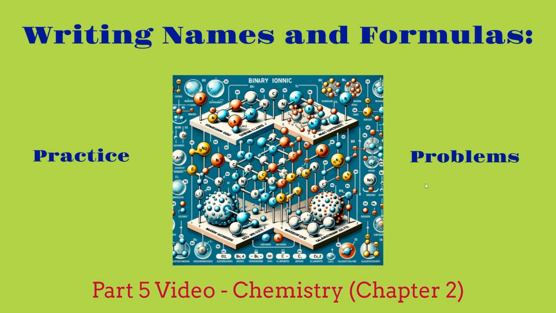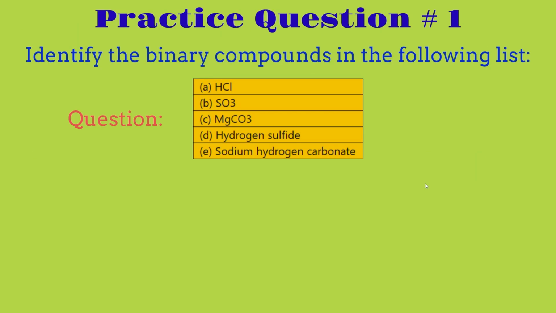In this video, we're going to be going over practice problems for writing names and formulas. So this is our part 5 video inside of chemistry, chapter 2. We're doing this video just as a quick summary of what we've done so far inside of chapter 2 and also inside of chapter 1 for learning about names and formulas inside of chemistry. So let's get started with our practice problems.